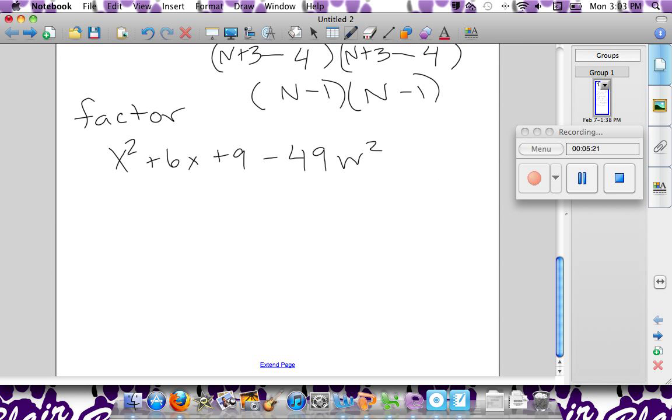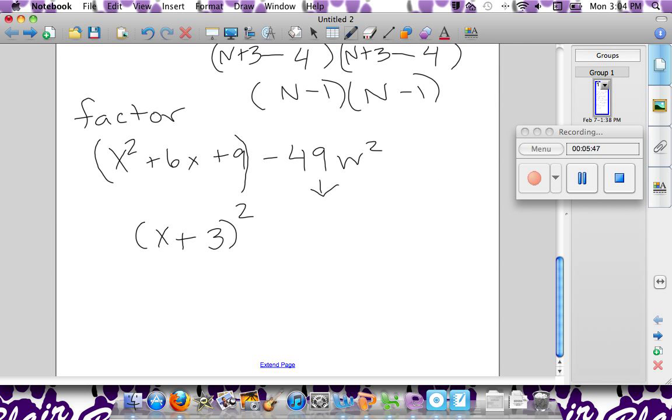First thing I look at is, in the first three terms or the last three terms, if I have a perfect square trinomial. And in this problem, I do have a perfect square trinomial. To factor a perfect square trinomial, we're going to end up with something squared. So square root of the first, square root of the last, the signs are both going to be the same. The middle term tells me they're both going to be positive. Square root of x squared is x, square root of 9 is 3.